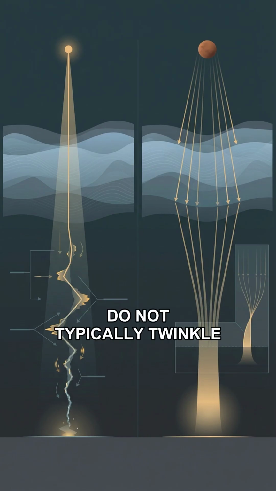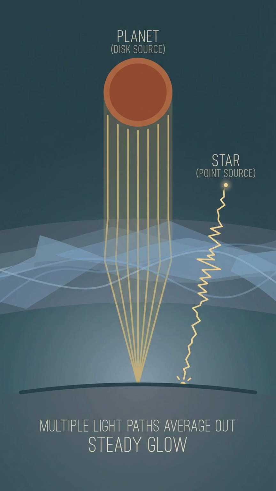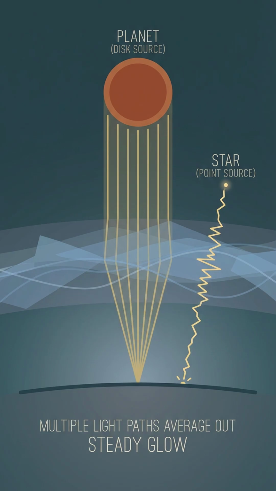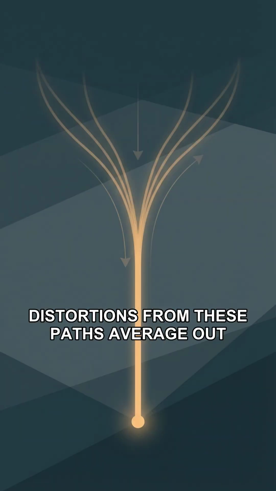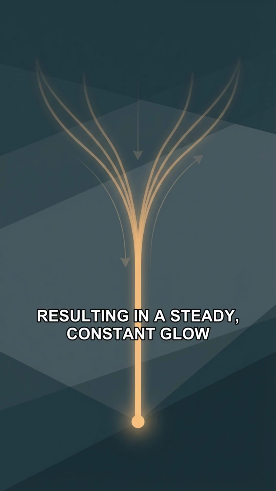Planets, by contrast, do not typically twinkle. Being much closer, they appear as tiny disks, not single points. Light from across a planet's disk travels through numerous atmospheric paths. The individual refractive distortions from these paths average out, resulting in a steady, constant glow.